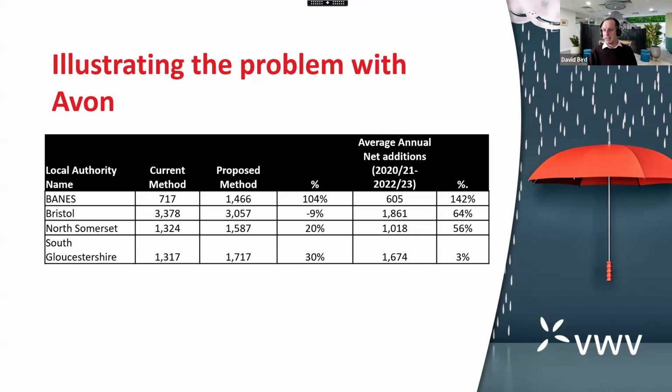The reason I'm illustrating this is that it's obvious. Bath and Bristol will not be able to find the land to deliver 1,400 and 3,000 houses, respectively, when they're only building 605 and 1,800. North Somerset and South Gloucestershire will have to pick up the slack. So how is the government going to do this? Next slide, please.